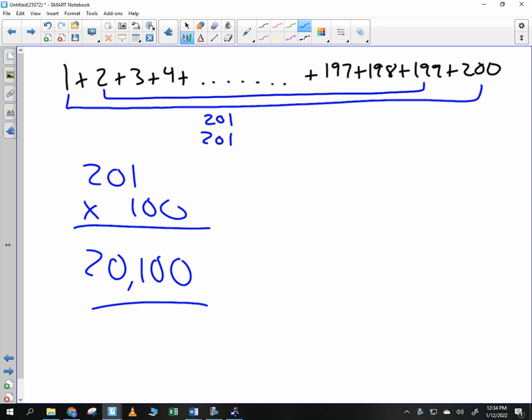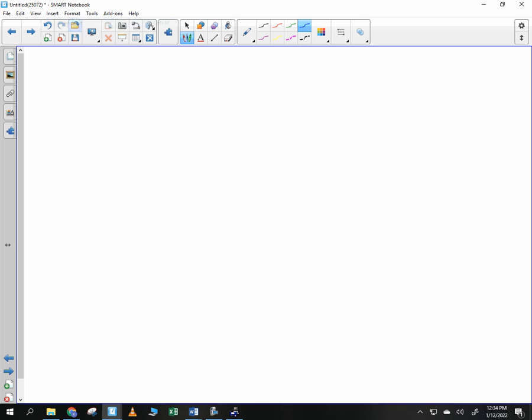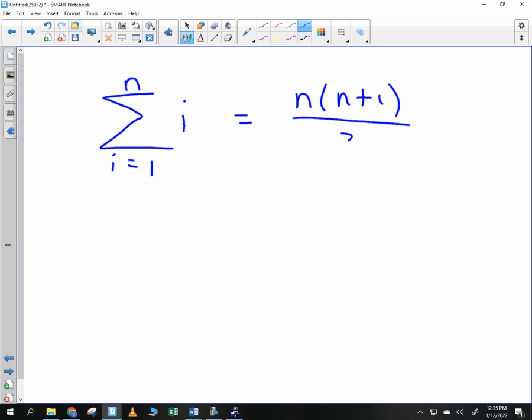If you take the first and the last and add them together, right? And then multiply by half the number of terms, because that's the number of pairs, right? And you get this. Write this down somewhere. So in other words, you get the sum from i equals 1 to n of i is equal to n times (n plus 1) divided by 2.